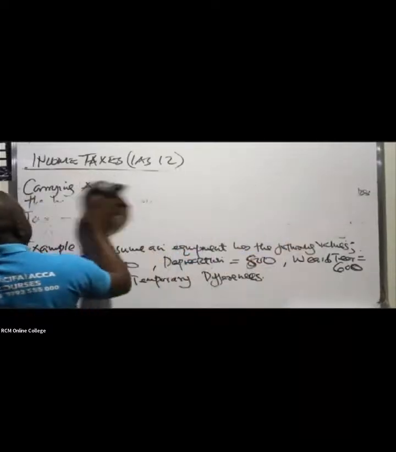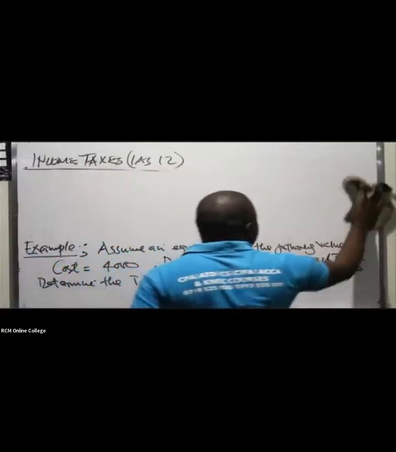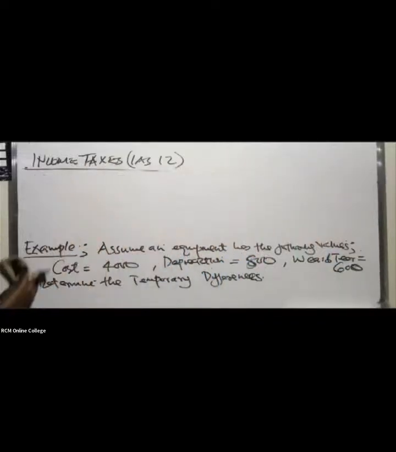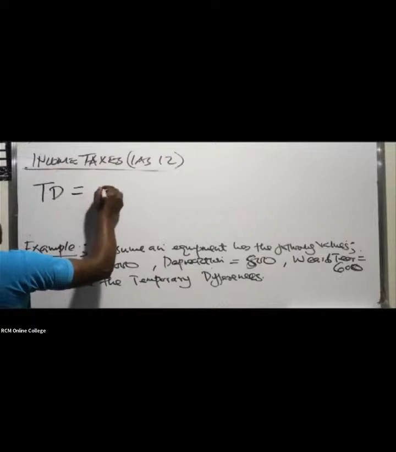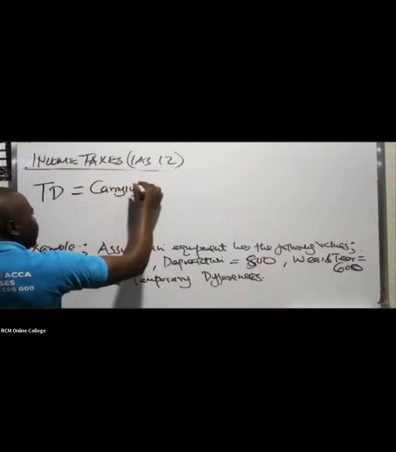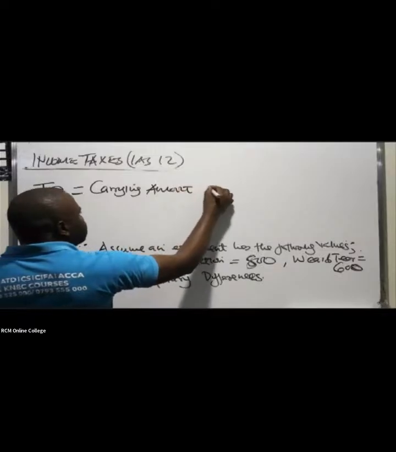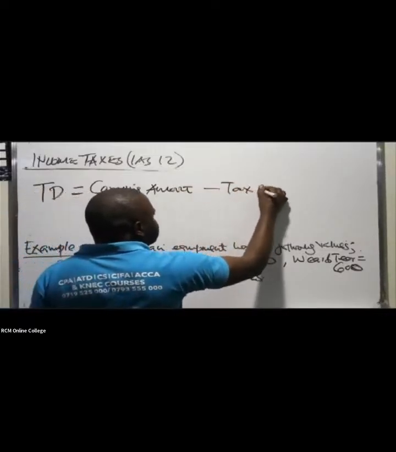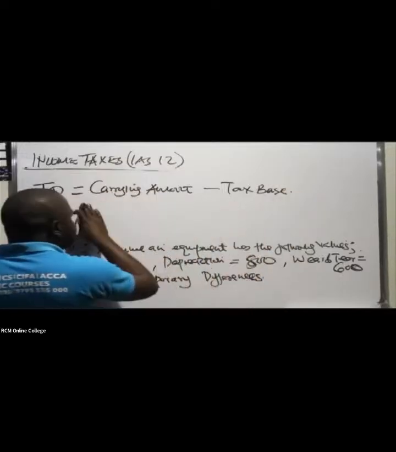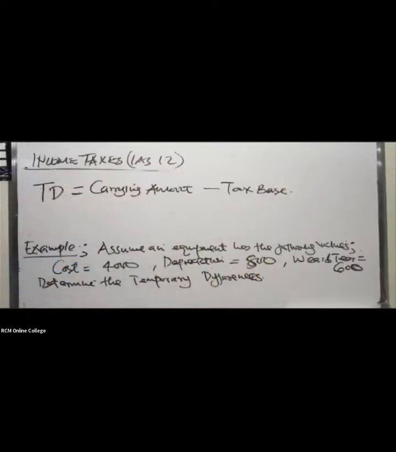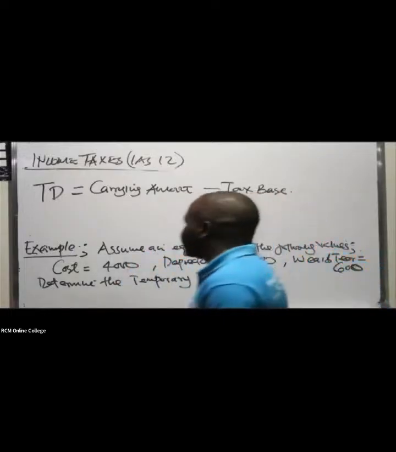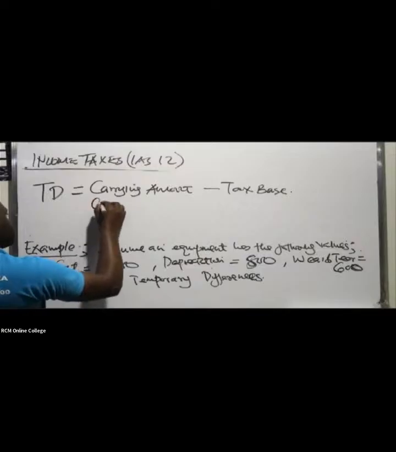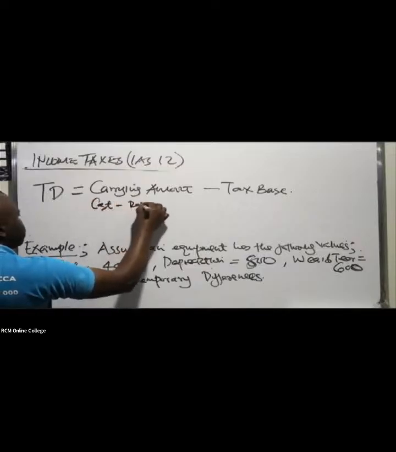So Zipporah, you have to start with the formula. You have to say TD is equal to the carrying amount minus the tax base. We've said the carrying amount is what the accountants have presented in the books of accounts. What value of this asset are we carrying in our books of accounts? We are carrying it at the net book value. To get the net book value, you simply take the cost minus the depreciation.